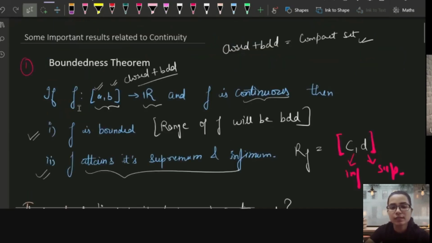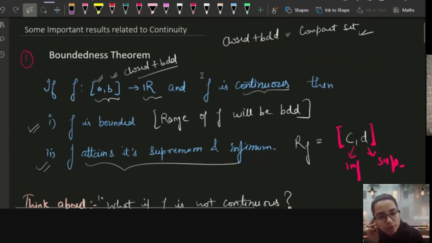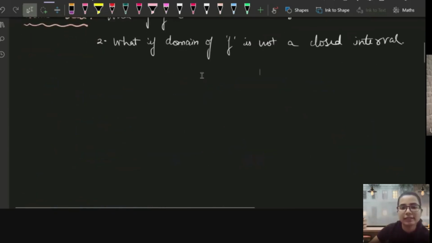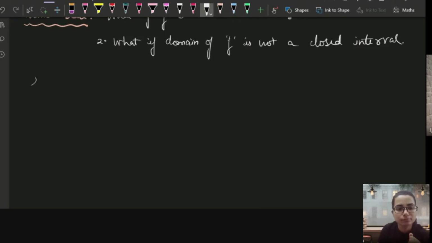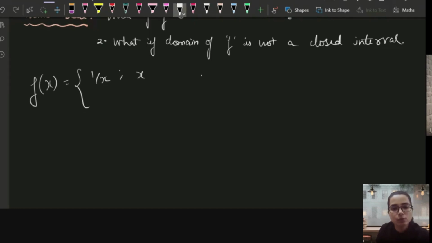So if I remove this condition that F is not continuous, will F stay bounded? Let's have a look at an example, because you can only understand the concept if you try to experiment with it. Let's try to define a function. Let's say I have defined a function, x belongs to open 0, closed 1, and for x equal to 0, I am saying this. Okay, so my function is defined from closed interval 0, 1 to R.